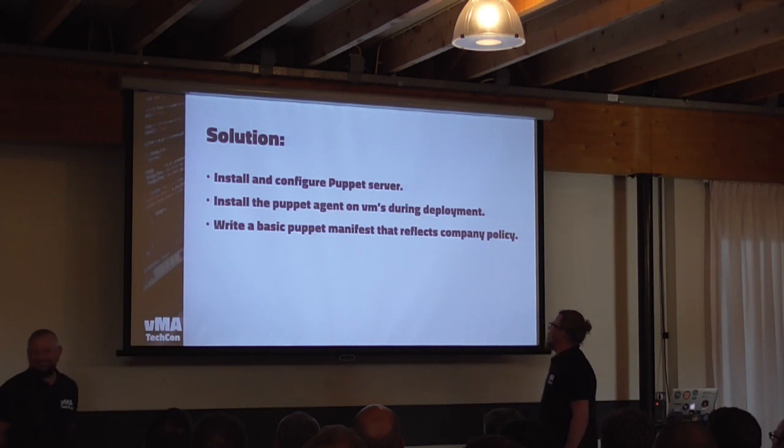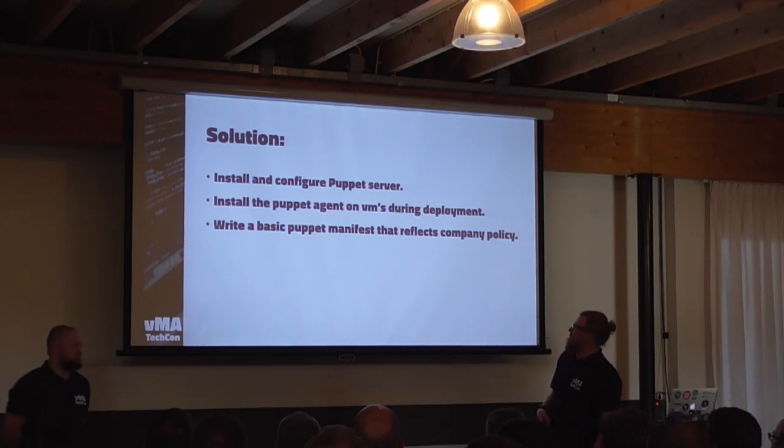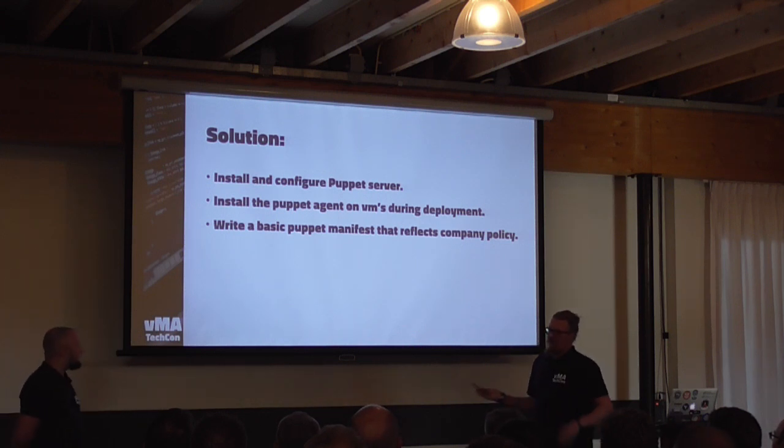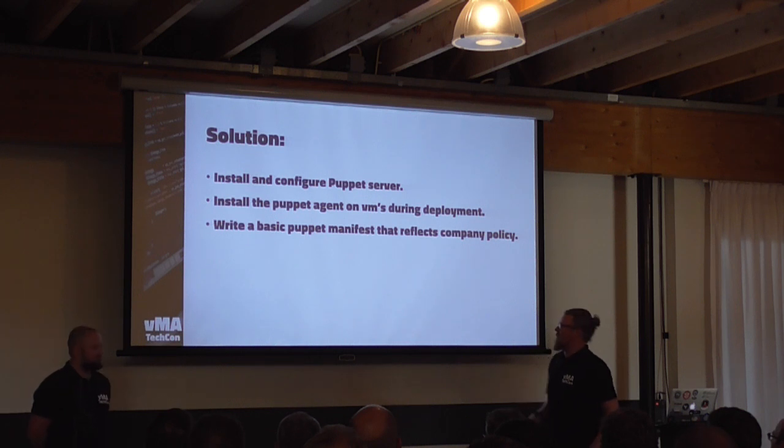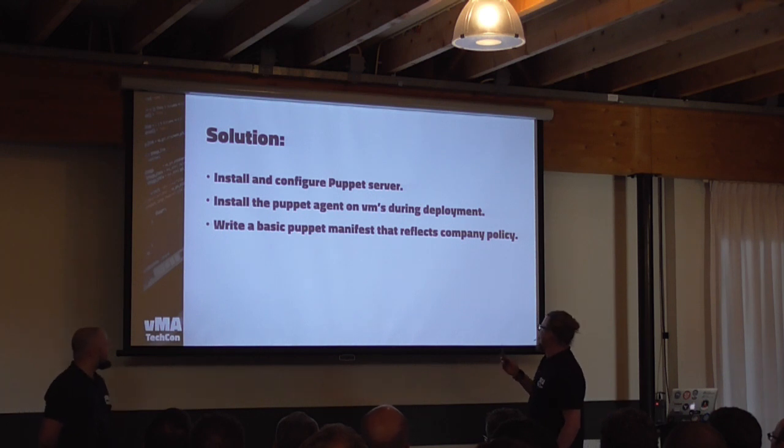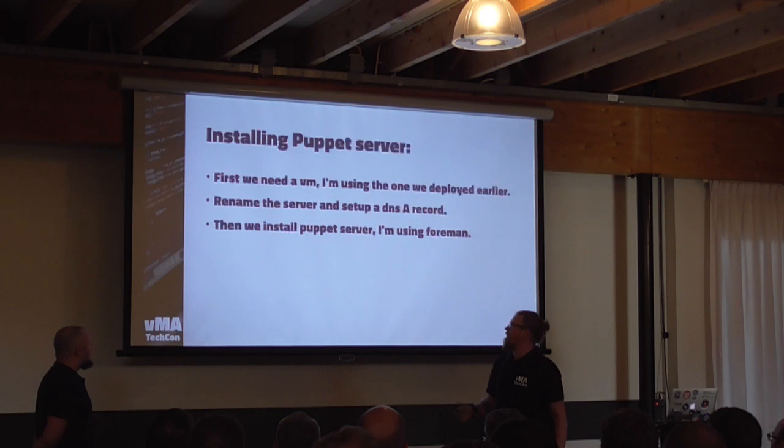Install and configure a Puppet server. We heard about Ansible before. We use Puppet, but potato. It's whatever works for you. Install the Puppet agent on the virtual machines during deployment. That's the interesting bit. And write a basic Puppet manifest that reflects the company policy. Like, what do you want installed? Do you want some hardening or whatever?